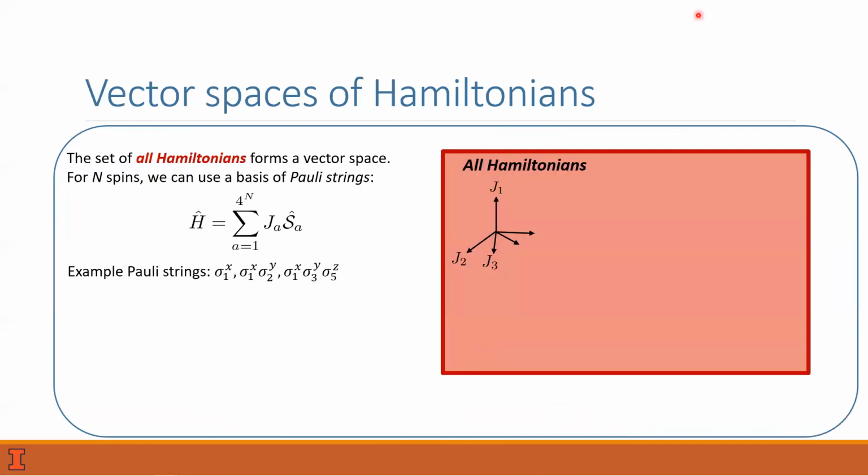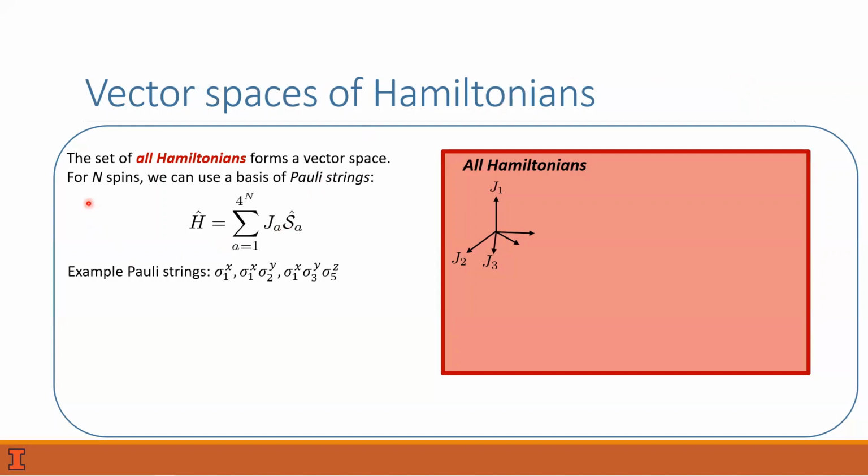Okay. But first, I want to give a little bit of background on thinking about Hamiltonians as vectors in a vector space. We're used to, in quantum mechanics, thinking about quantum states as being vectors in a big vector space, a Hilbert space. But you can think of the operators that act on the quantum states as also being vectors in a vector space of operators.